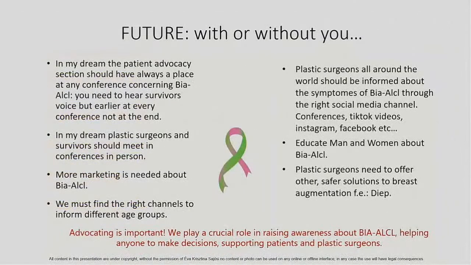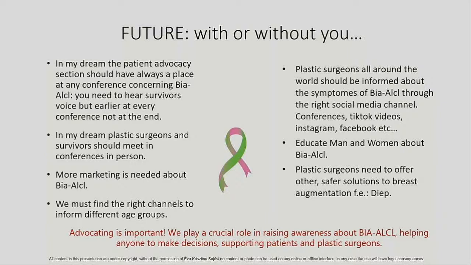I think that one of my dreams would be that patient advocacy should have a place at any conference about BIA-ALCL. I think that you need to hear our voices and we need to hear your voices also. We need to meet and discuss ideas together in person. And I think it would be so important for both sides.